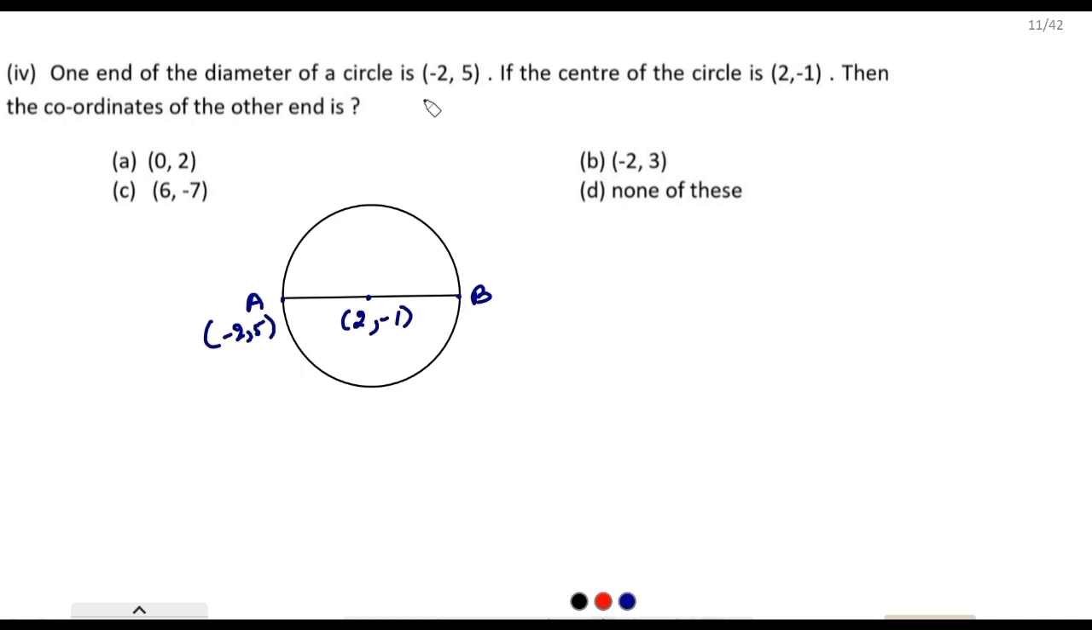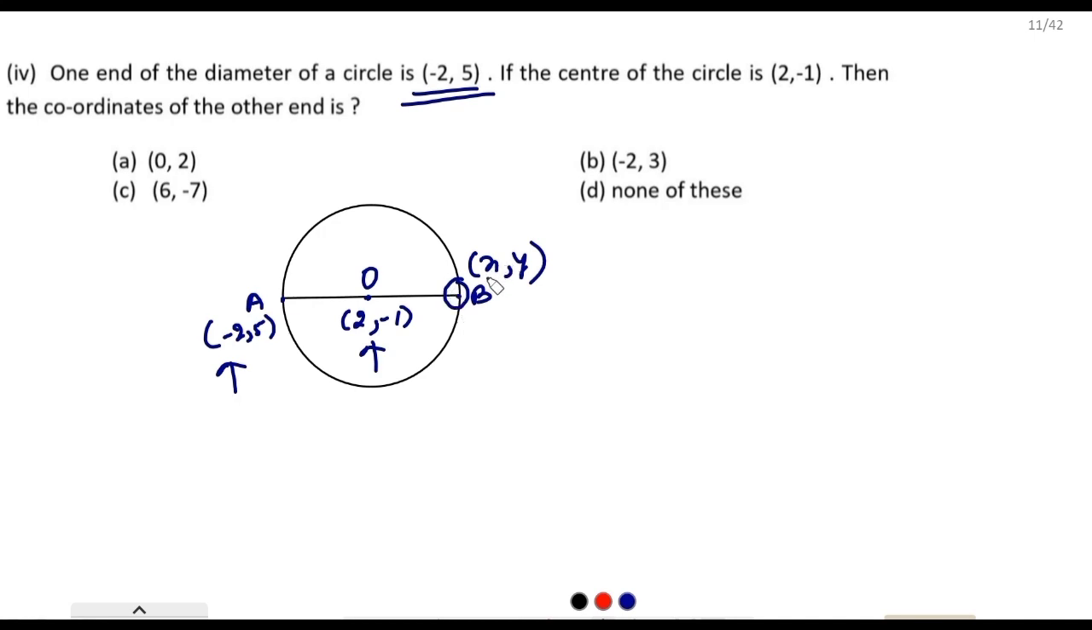In this question, one end of the diameter is given and the center of the circle is given. We have to find the coordinates of the other end of the diameter. The center is the midpoint of the end points of the diameter. O is the midpoint of AB, so apply the midpoint formula for this. Let the coordinates of B be (x, y).